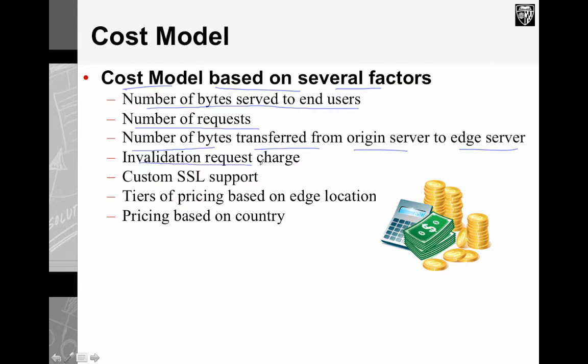Invalidation request charge. Many content providers charge for invalidation requests because now they have to go back to all those different edge sites and ask them to erase the content. Custom SSL support. Do they allow you to bring in your own custom certificates for the domains? Tiers of pricing based on edge location. They may say, hey, if you want your content to be only in North America or only in North America and Europe, then we will have a flat price. It's what is called price bands. And the pricing can also be based upon country. Certain countries may have much higher pricing versus other countries. So there are different factors that may be involved in terms of cost model and pricing.